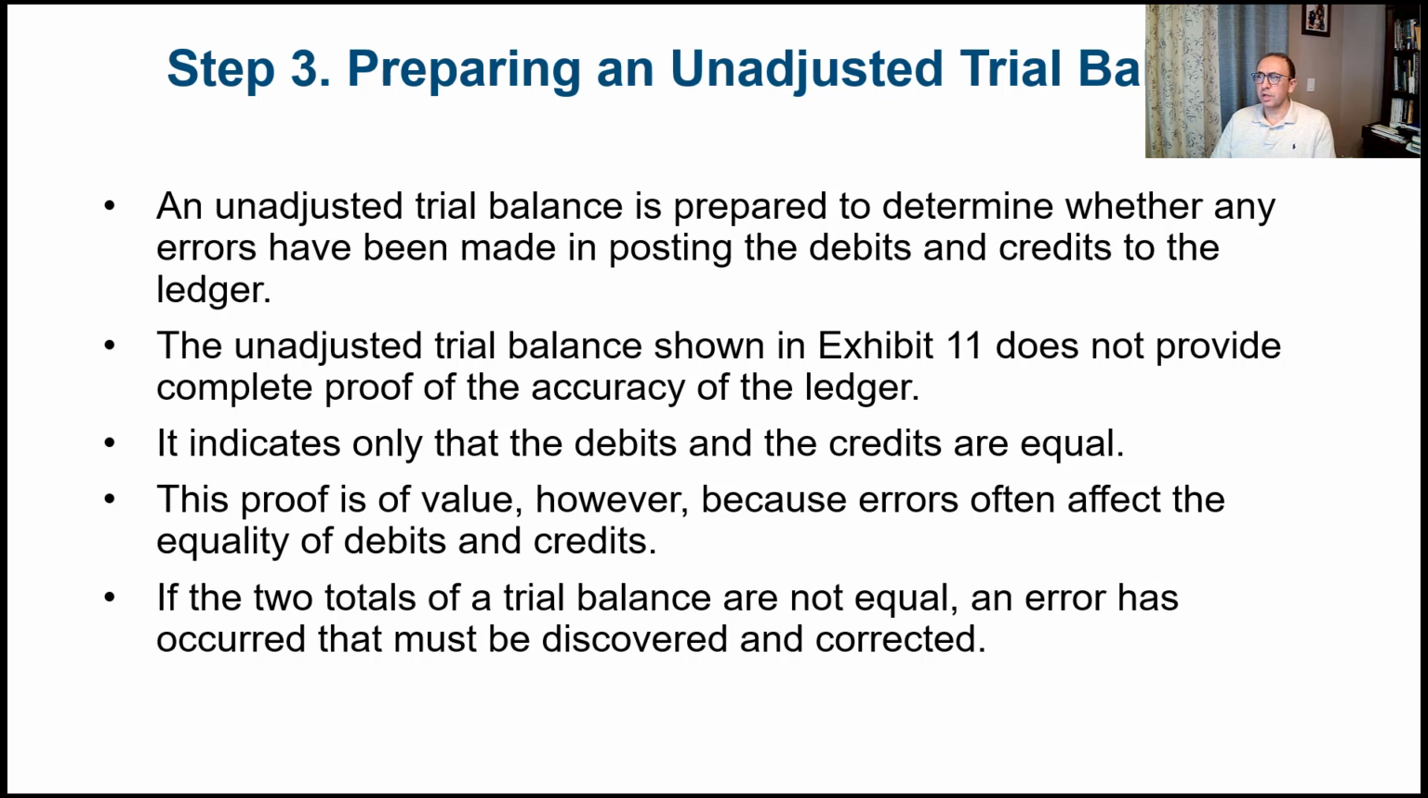An unadjusted trial balance is then prepared to determine whether any errors have been made in posting the debits and credits to the ledger. The unadjusted trial balance, shown in Exhibit 11 again in the book, and we're going to see it in the next slide, does not provide a complete proof of the accuracy of the ledger. It indicates only that the debits and credits are equal.